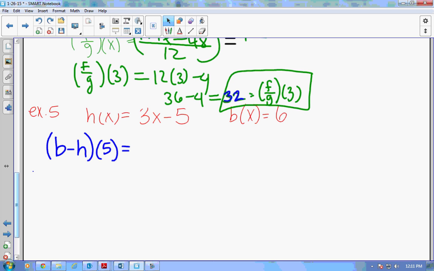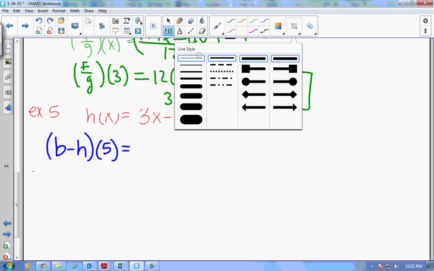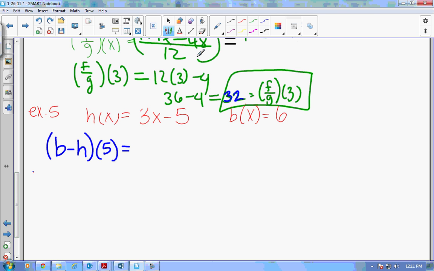No. Okay, I guess I need to show you the first step, because lots of people are making the same mistake. Now this one I changed the order. I didn't do h, which was written first, and then b. I did b minus h. So what's the b function? 6. Then we subtract everything from h. What is h?